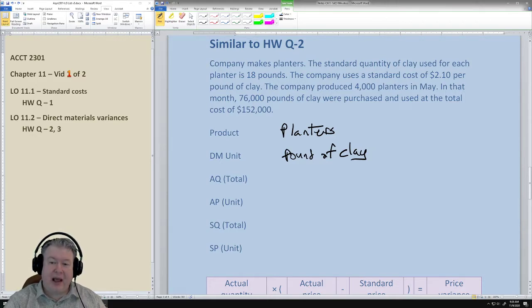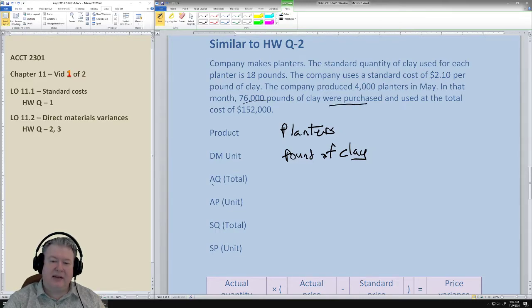the company produced 4,000 planters, but that's not the direct material in question. So here, let's take a look. Well, we can go through, I guess there's no particular method, because sometimes it changes with the problems, which ones are given and which ones you have to calculate. So just kind of glancing here, I can see in that month, 76,000 pounds of clay were purchased. So not were planning to be purchased.